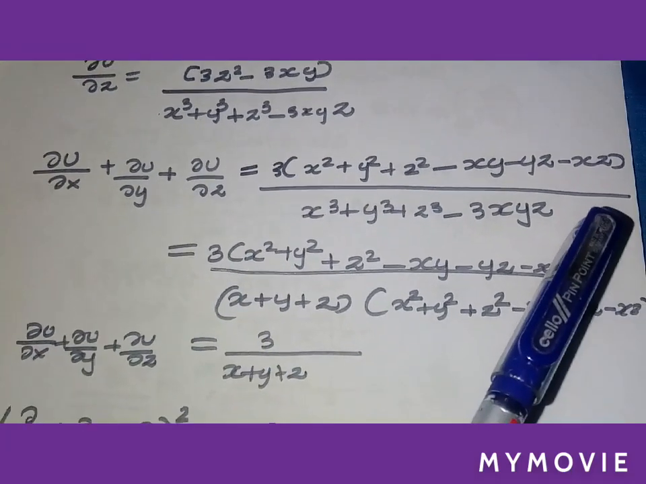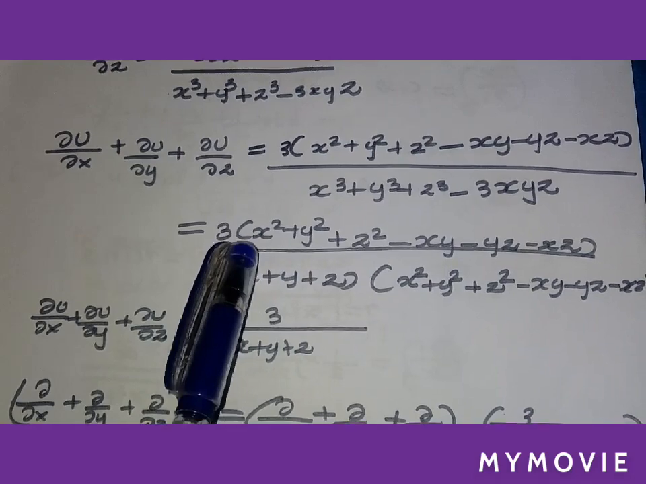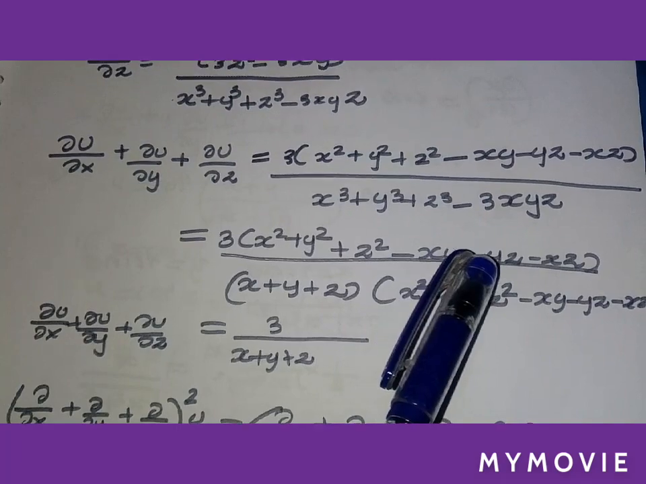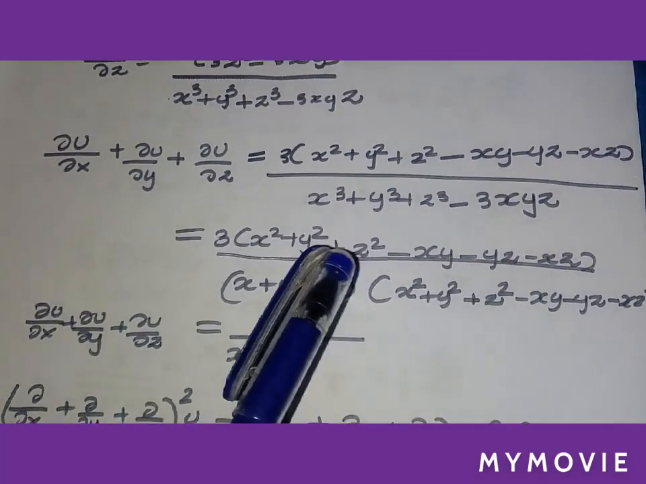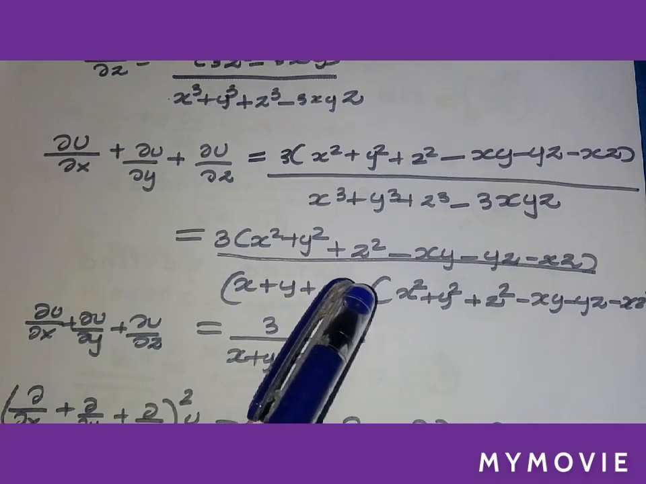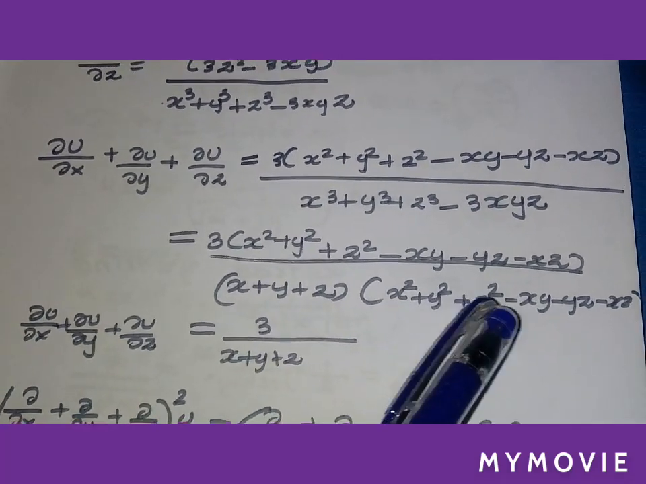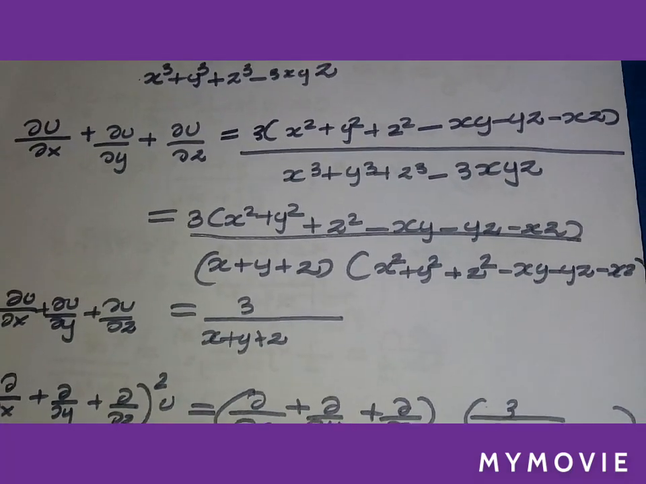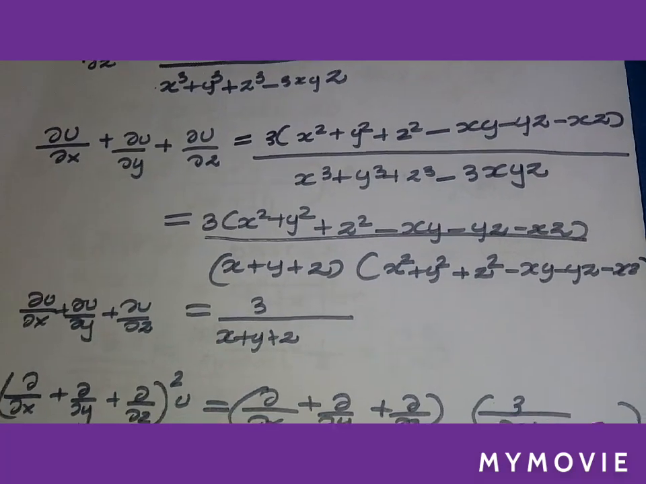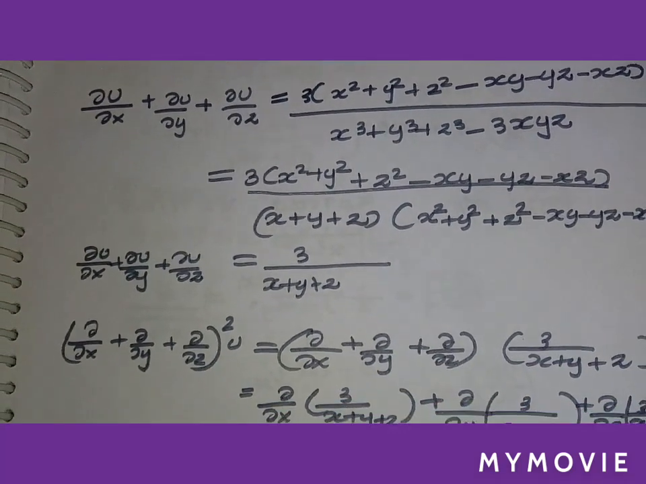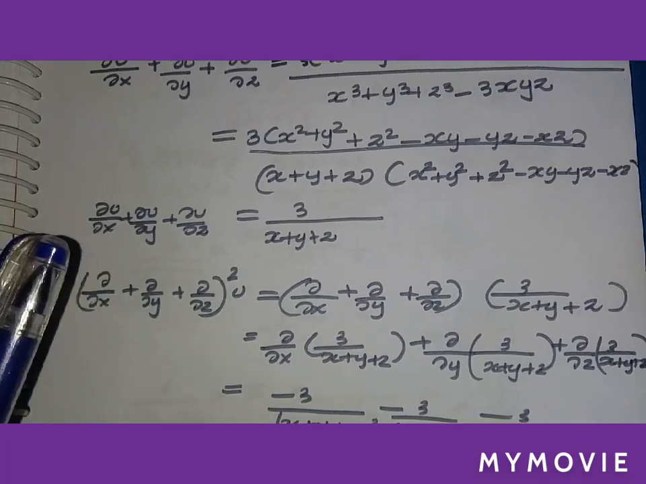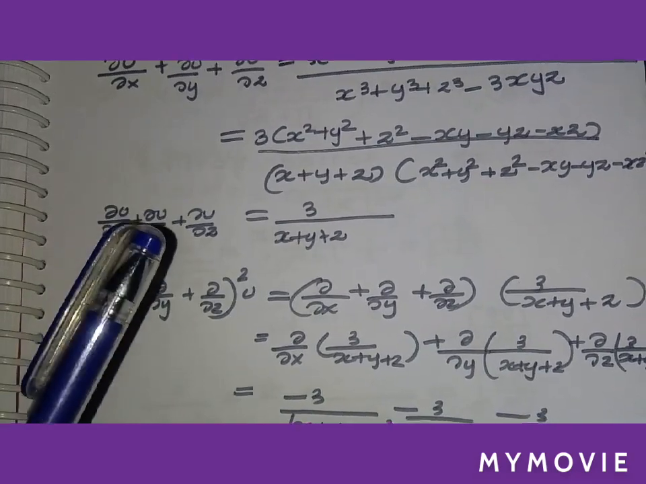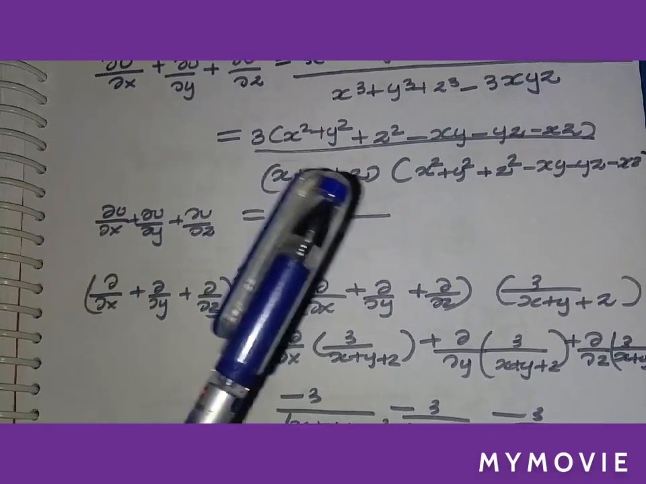After summing these three terms and simplifying, we get 3(x² + y² + z² − xy − yz − xz) divided by (x + y + z)(x² + y² + z² − xy − yz − xz). So we can cancel the common terms in the numerator and denominator, and we get the answer as 3 divided by (x + y + z). And we know that this is (∂/∂x + ∂/∂y + ∂/∂z) of u, of this function.